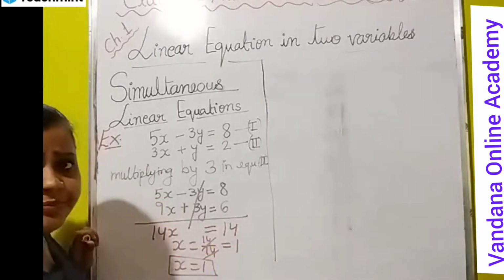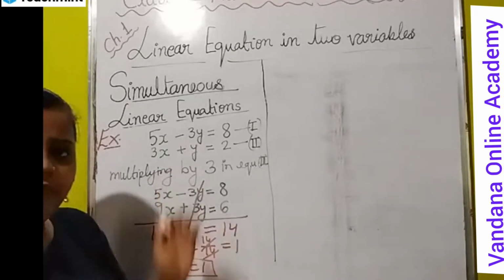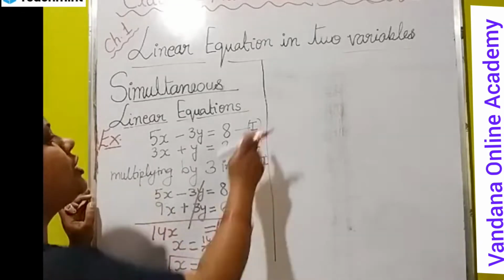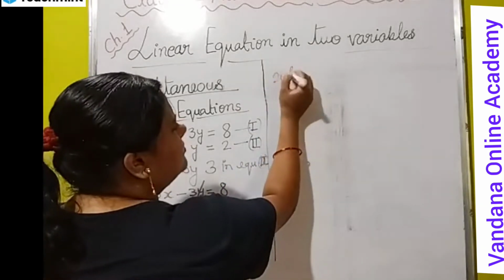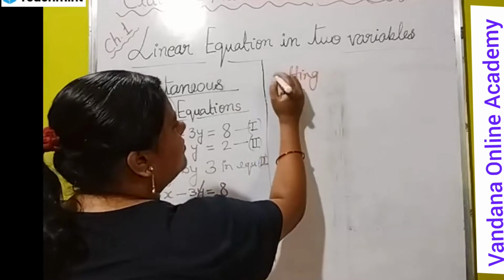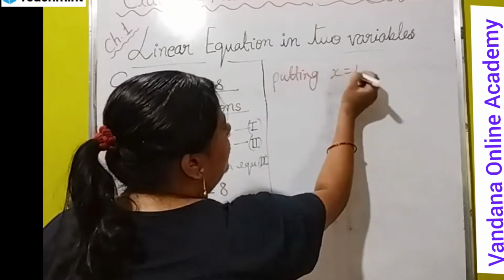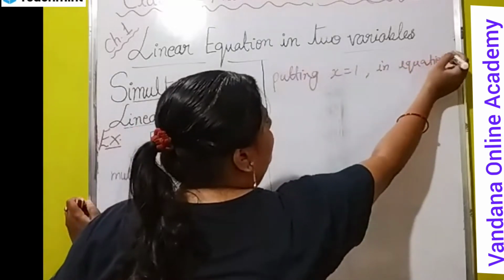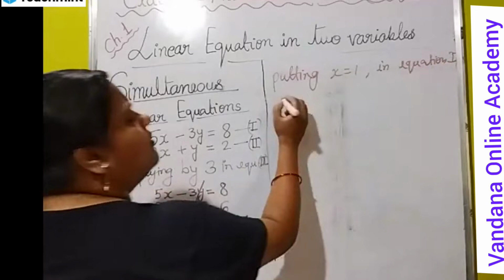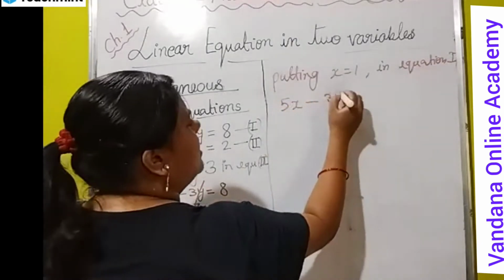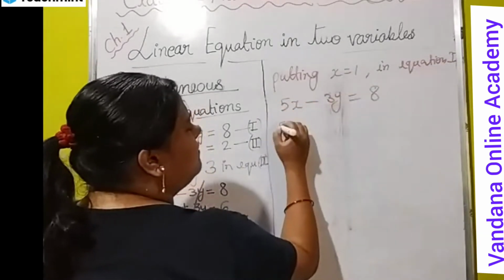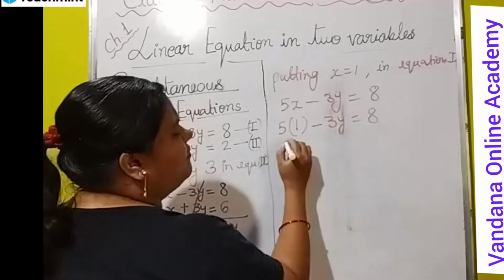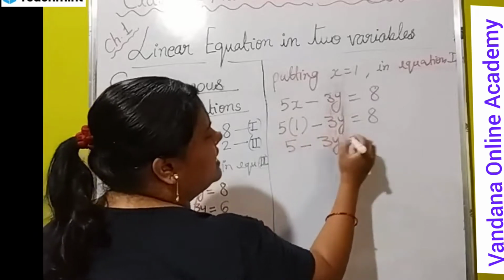This much understood? Now we have to calculate the value of y. How are we going to do this? We will put this value of x in equation 1. So putting x equal to 1 in equation 1, what do we get? The equation is 5x minus 3y equals 8. Now we put the value of x here, so we get 5 minus 3y equals 8.